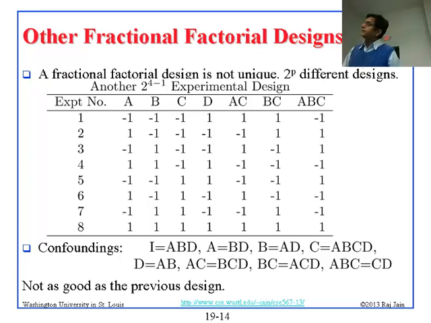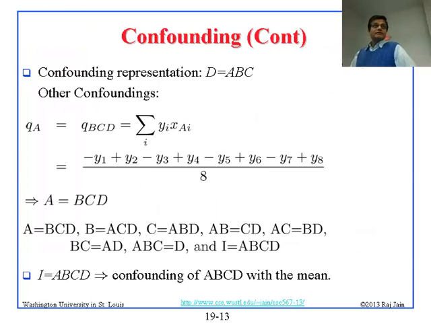And this is another 2 raised to 4 minus 1 design. Here what we did was we put D equal to AB. Right? Since we put D equal to AB, this resulted in these confoundings. Now the problem with this design is that most factors are confounded with the second order, two-factor interactions. Alright? In the previous design, most factors are confounded with the third order interaction.